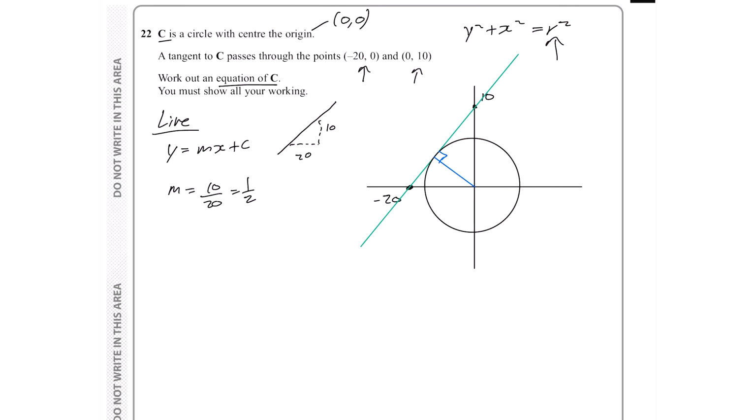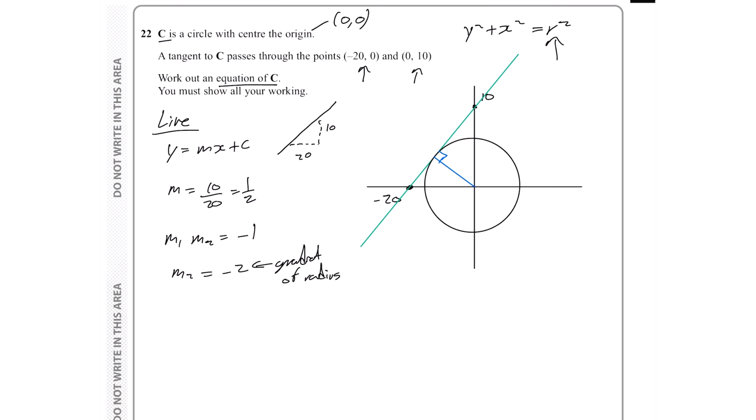Now, since this line is a tangent to the radius, we know that m1 times m2, which is when you multiply two perpendicular gradients together, ends up with -1. So that means m2 is going to be -2. So that is the gradient of the radius. So gradient of the radii.